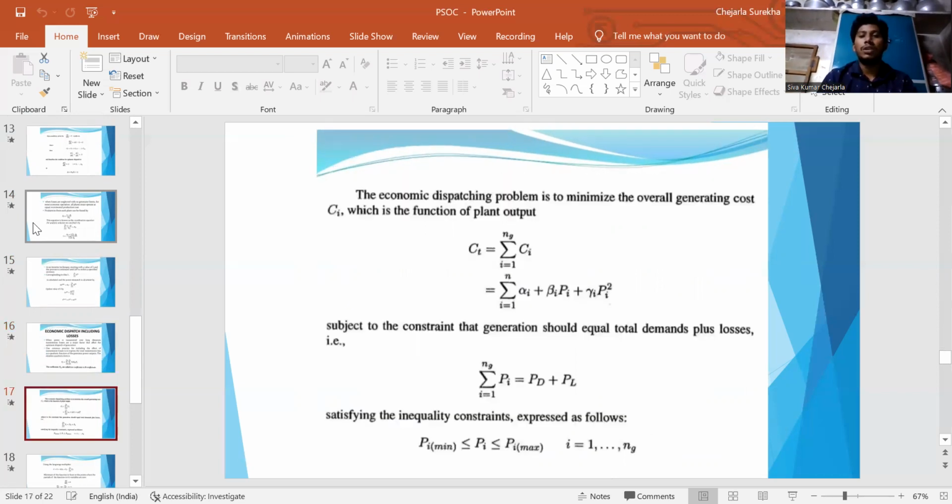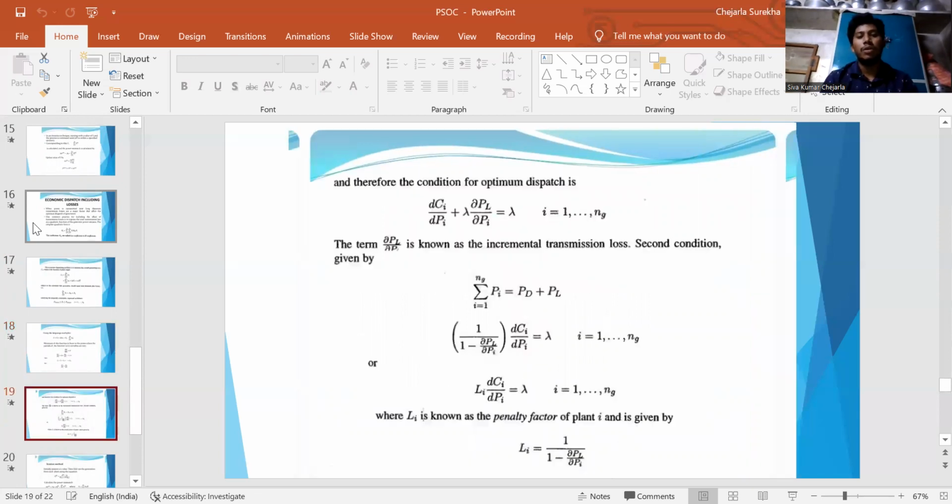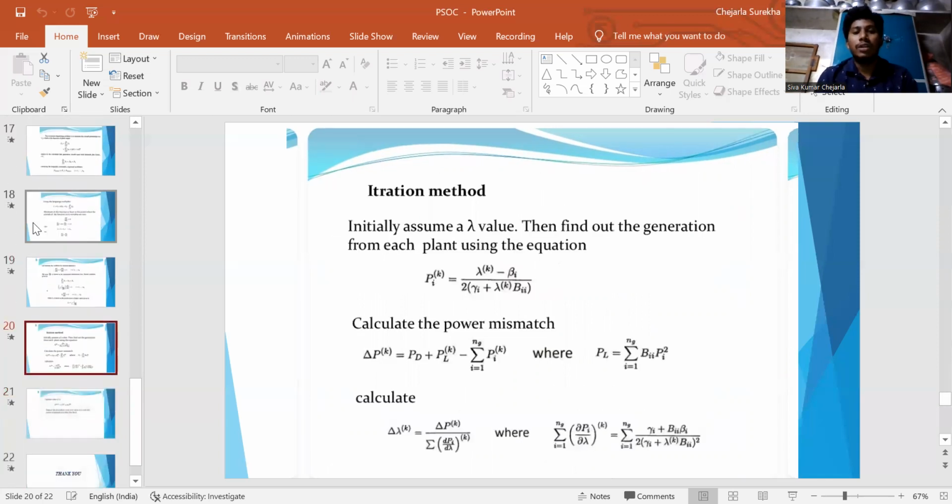The economic load dispatch problem is to minimize the overall generating cost C_T, whose function is shown, and the minimum cost condition is shown below. The first term is known as the incremental fuel cost, and the second term includes the losses, where L_i is known as the penalty factor. In the iteration method, initially assume the lambda value, then find the generation from each plant: P_i equals lambda minus beta_i over 2 gamma_i plus lambda B_ii.